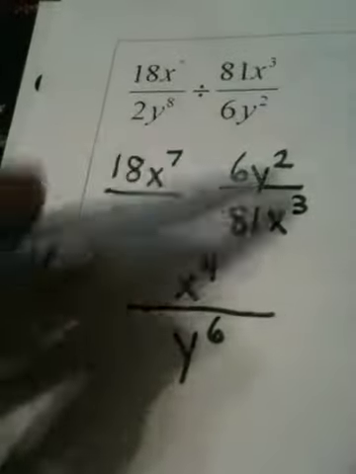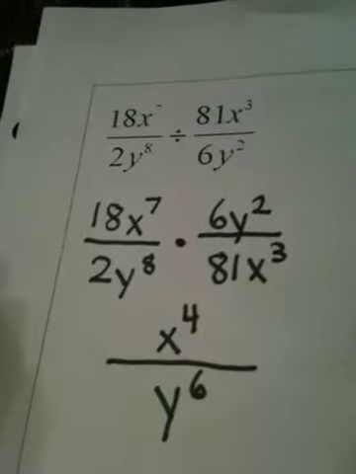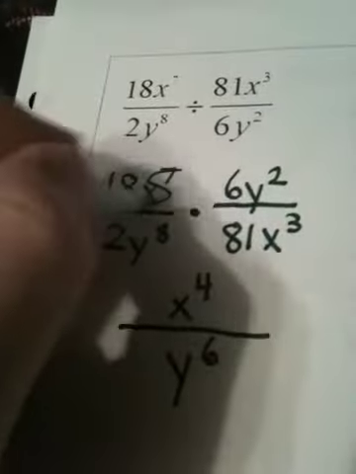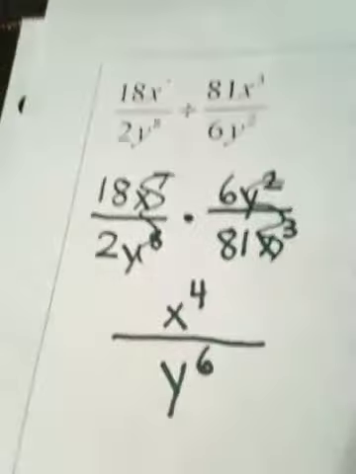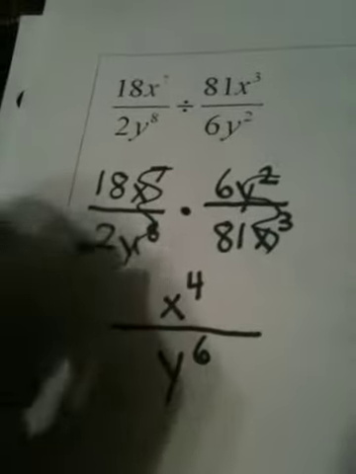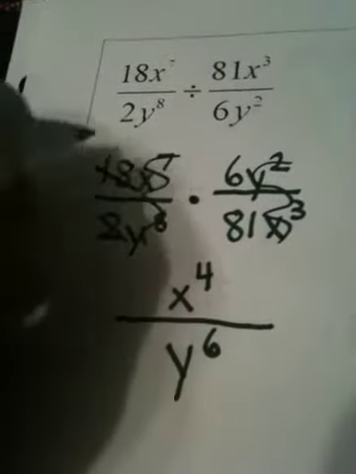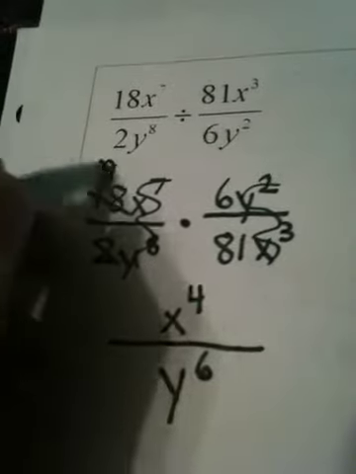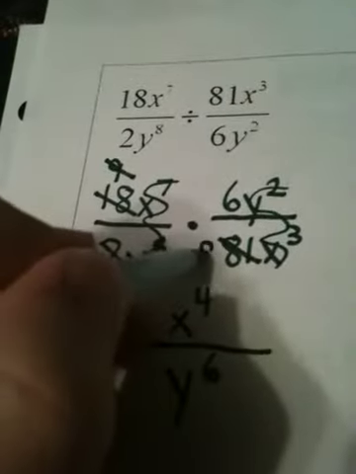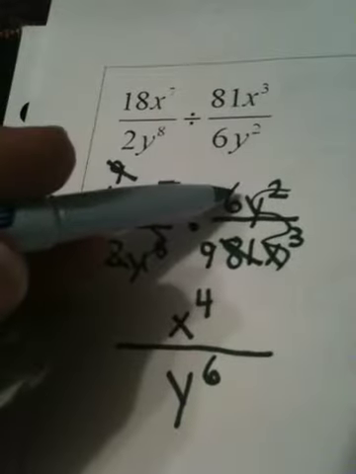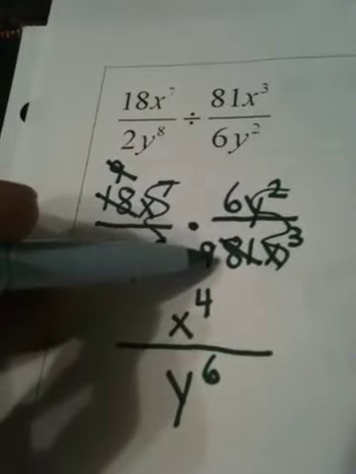So at this point you can ignore the variables and just focus on the numbers, okay? Because we've taken care, I'm going to cross these out, we've taken care of all the variables. Now let's look at the numbers and watch me do this. 2 goes into 18 9 times. 9 goes into 81 9 times. And notice we have a 6 on the top and a 9 on the bottom.